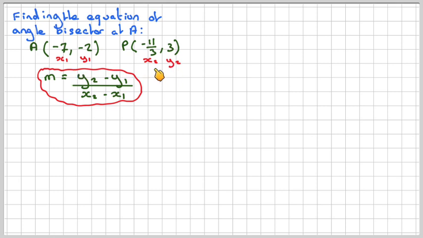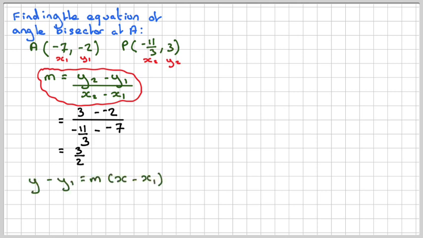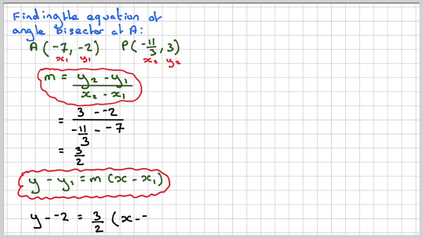Sometimes it's a good idea to write this in first. So you're going to have 3 minus minus 2 over minus 11 over 3 minus minus 7. Be careful with the negative numbers, which will give you 3 over 2. And then using y minus y1 is equal to m times x minus x1, we'll just take the coordinates of A. So y minus minus 2 is equal to 3 over 2 times x minus minus 7.